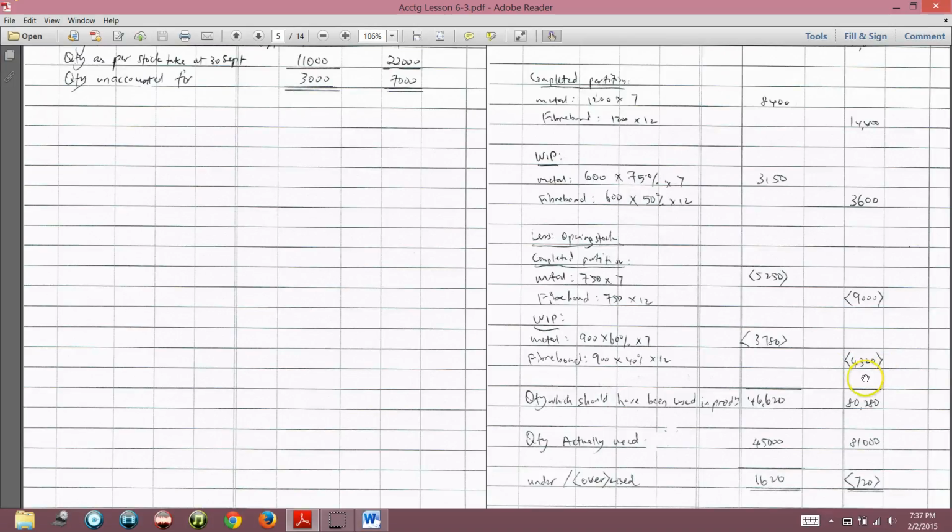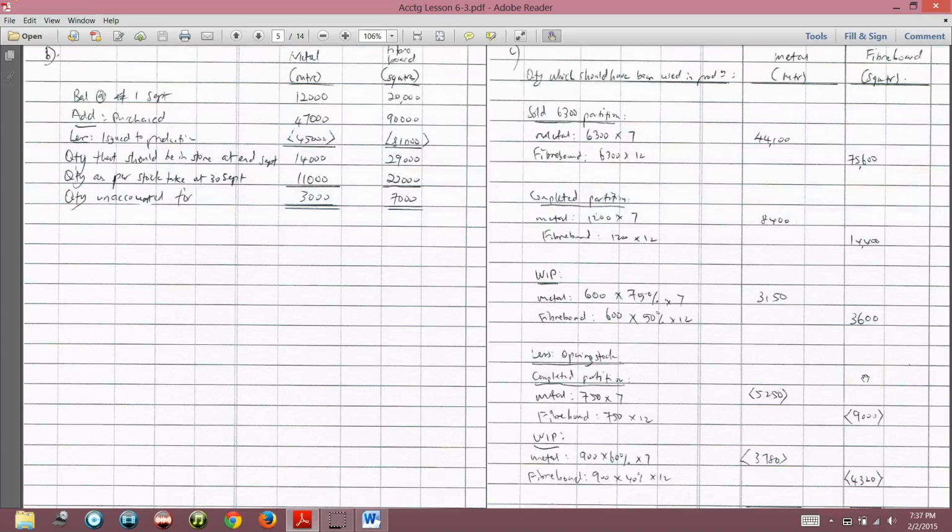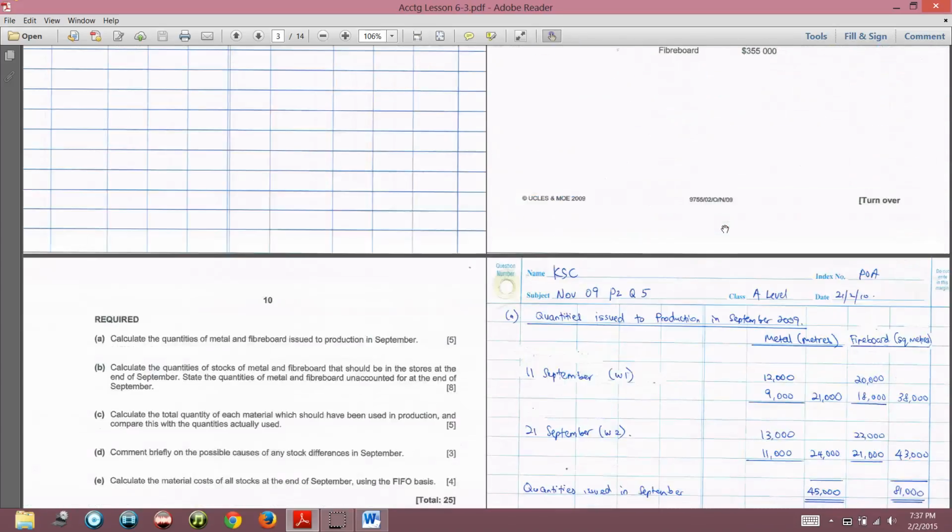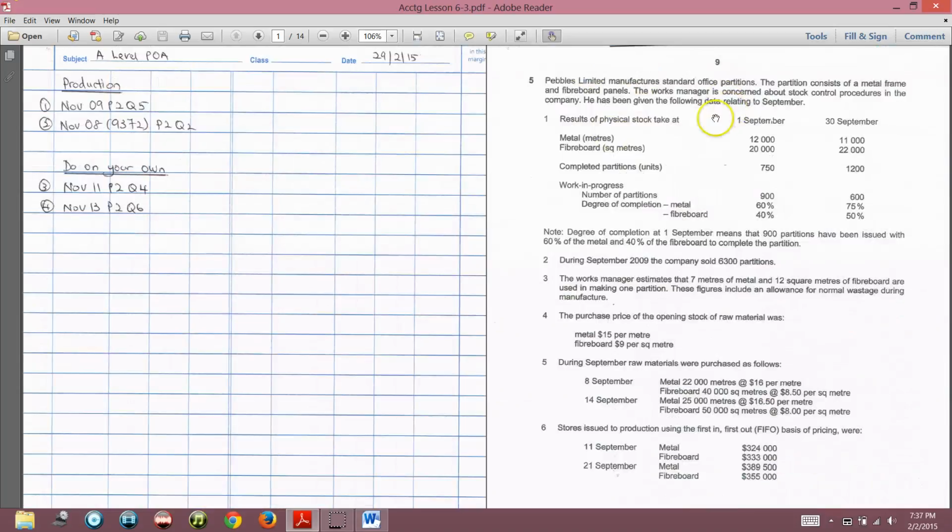Okay, then okay. So they are saying that the quantity that should have been used in production should have been used in production. Then you are asking me, then how about the raw material of metal and fiberboard? How about this one, raw material of metal and fiberboard?